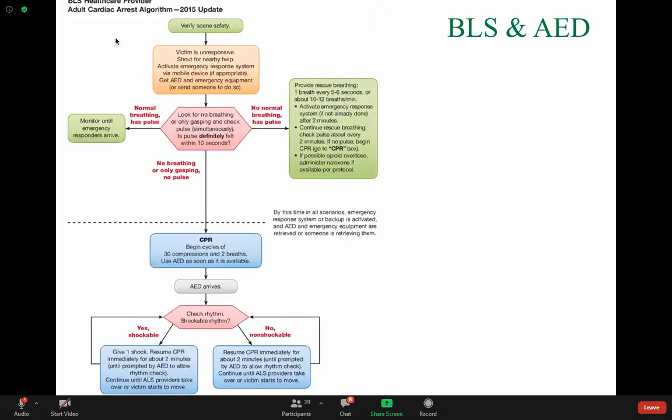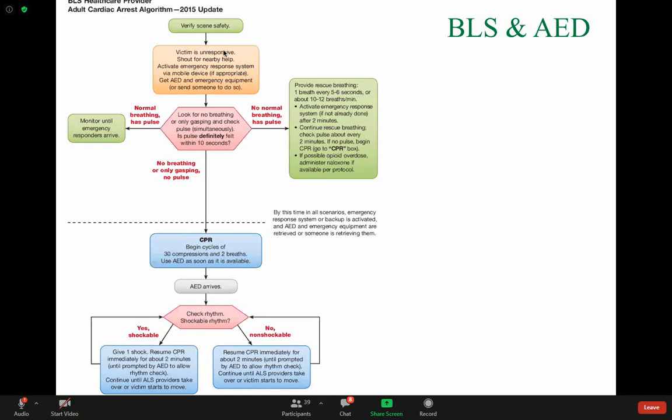Here is the adult cardiac arrest algorithm. You need to know this as part of your ALS or BLS training. First of all, verify the scene safety. Make sure the scene is safe. If the scene is not safe, you should not come near that person. You check if the victim is unresponsive. Shout for help. Activate the emergency response system. Call 911 through a mobile device or cell phone, and get the AED and the emergency equipment if there's someone around to help you out.